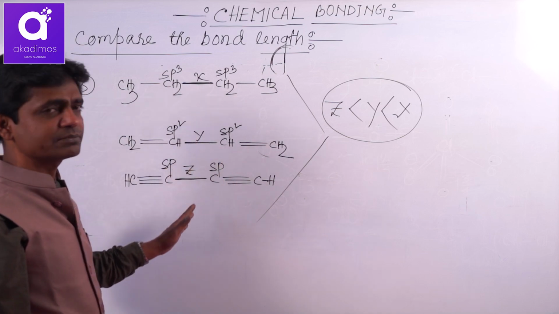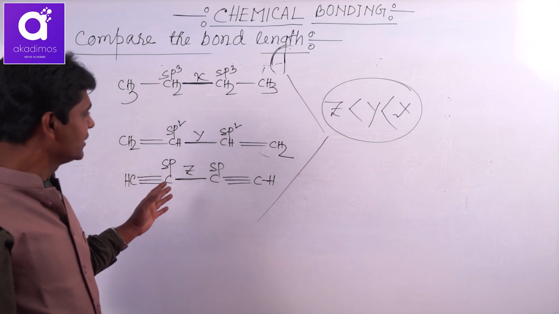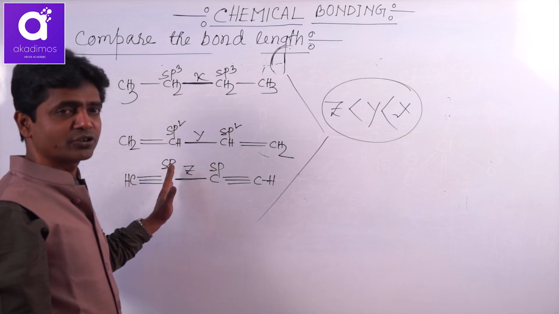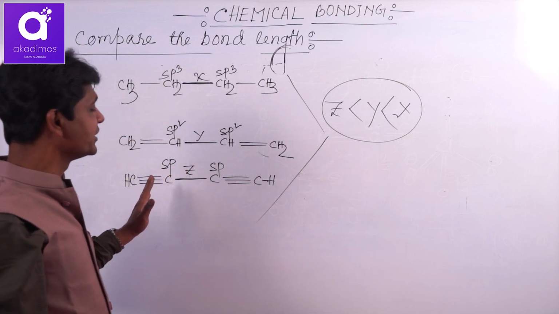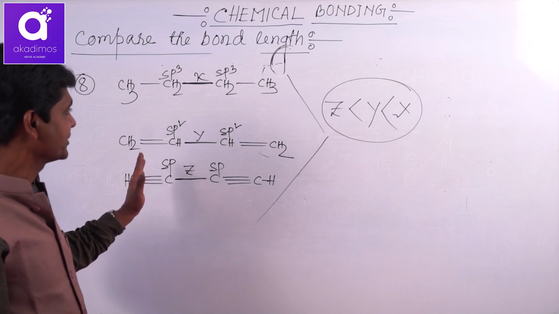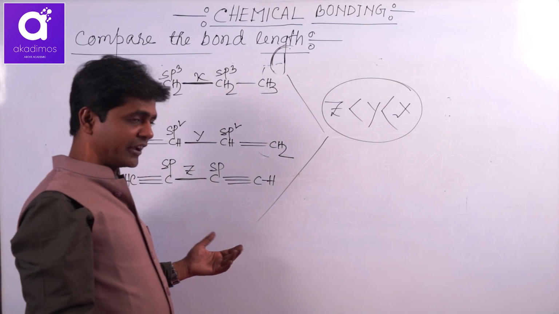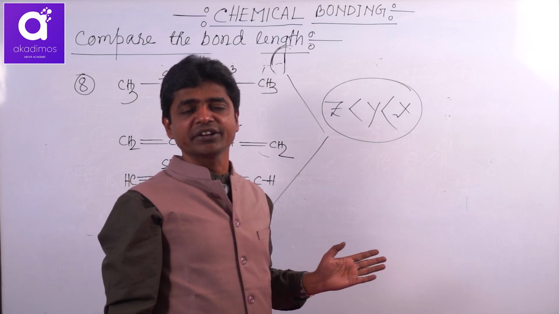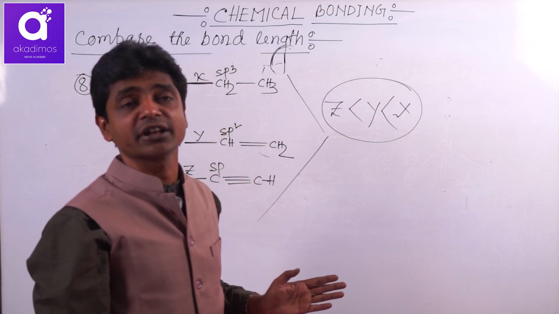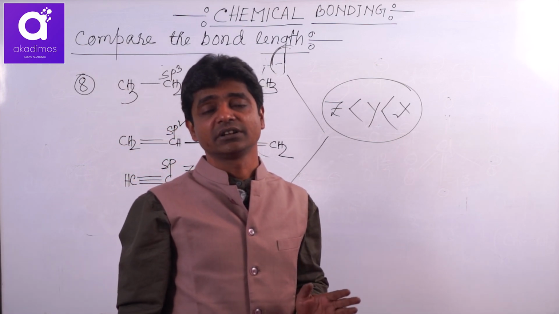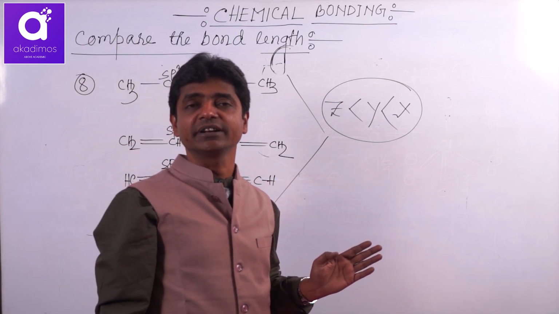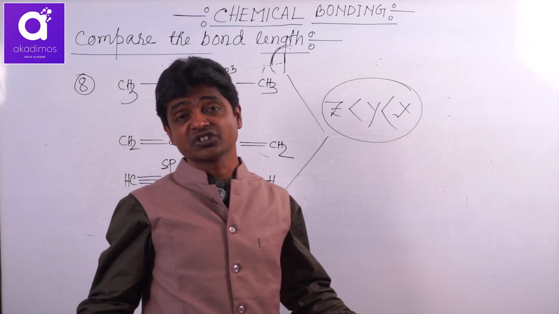Here I have discussed by taking the overlap integral and major lobe size, or you can explain with the help of electronegativity with increase of s character. Thank you, students. Another application part of chemical bonding, that is, I will compare bond angle by taking the VSEPR concept and electronegativity in the next class. Stay with us.